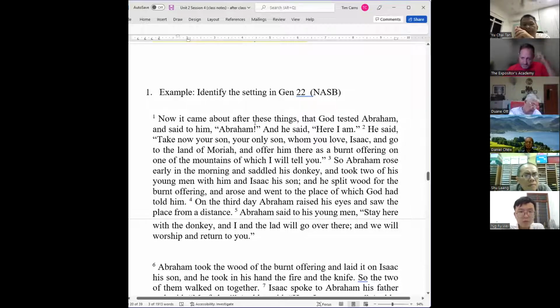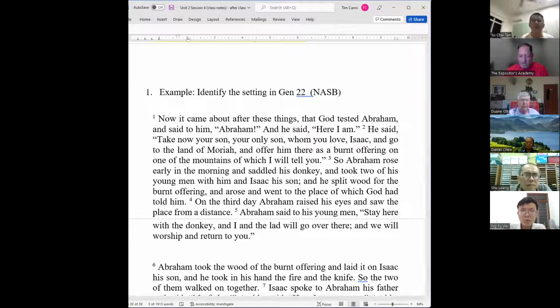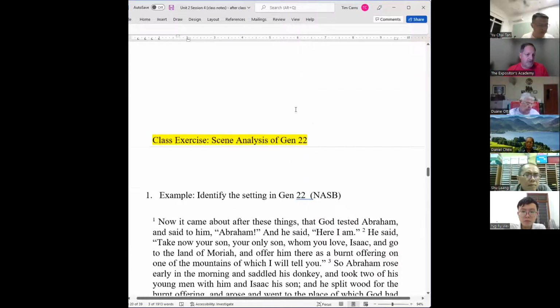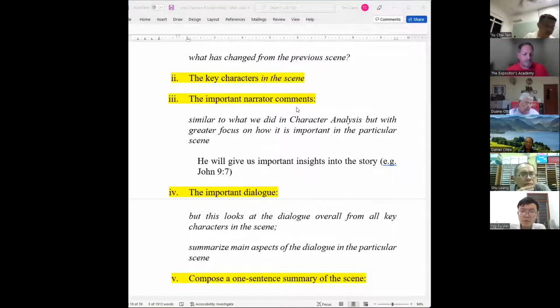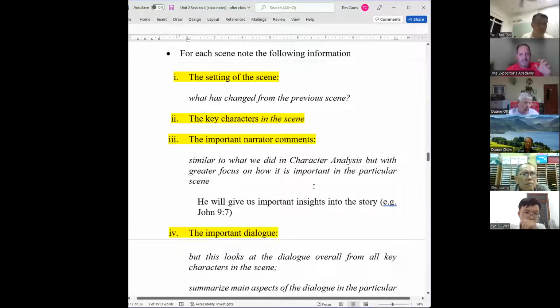one more time. As we do, try to identify the scenes in the story as best you can, and then I'll give you some time to go through and identify those 6 key elements that I just talked to you about. You'll look at each scene and identify these 6 elements in that scene, all right?